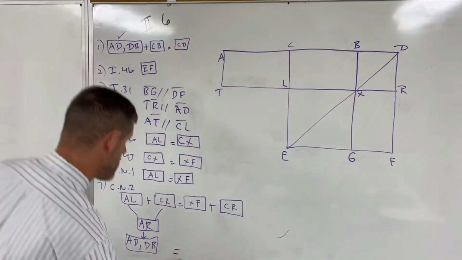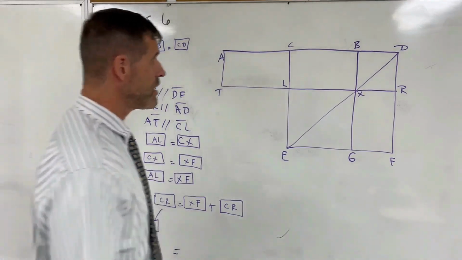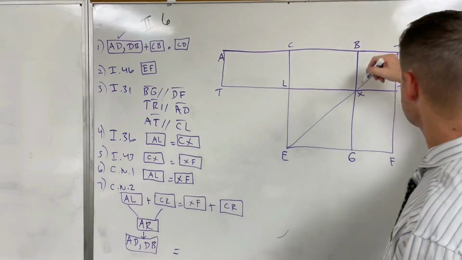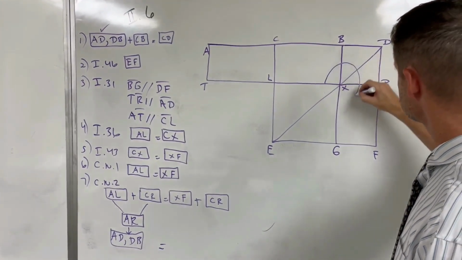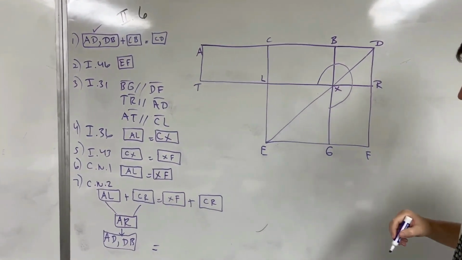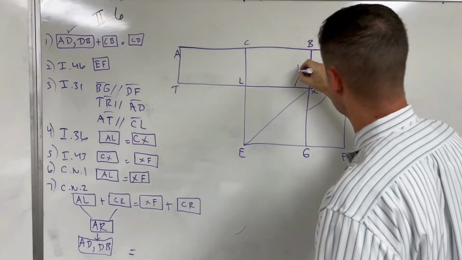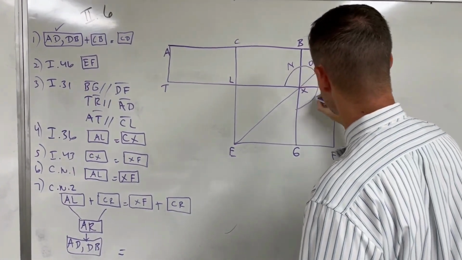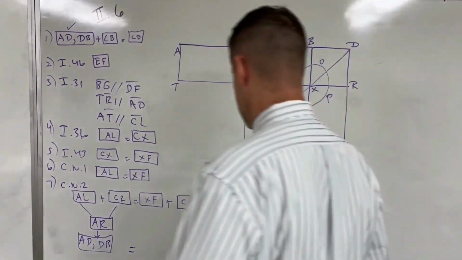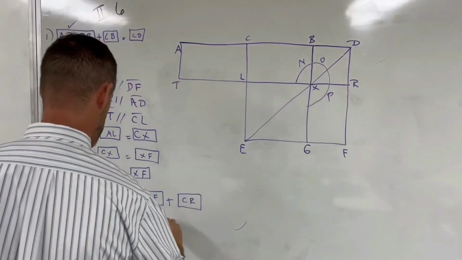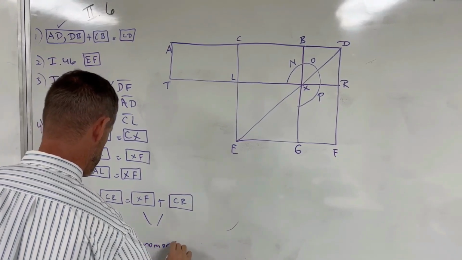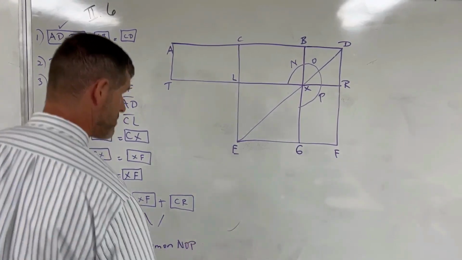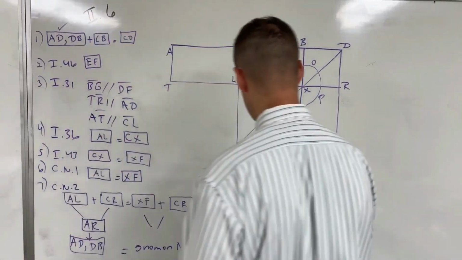And XF plus CR is the whole, we'll call it the gnomon, and again, I'll label it the same as Euclid does, I'll just label it NOP. So this is the gnomon, NOP.